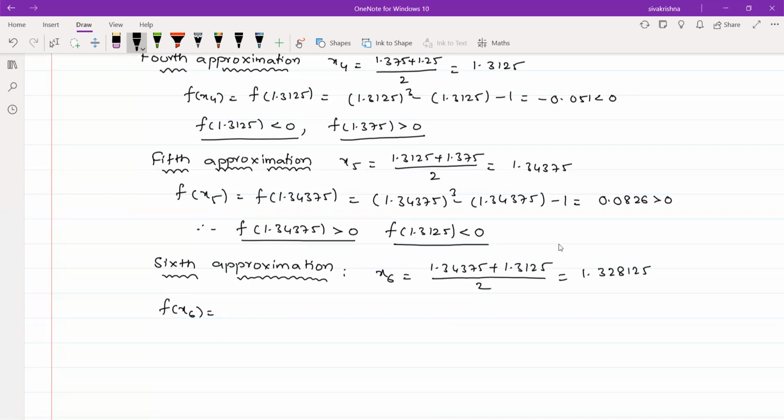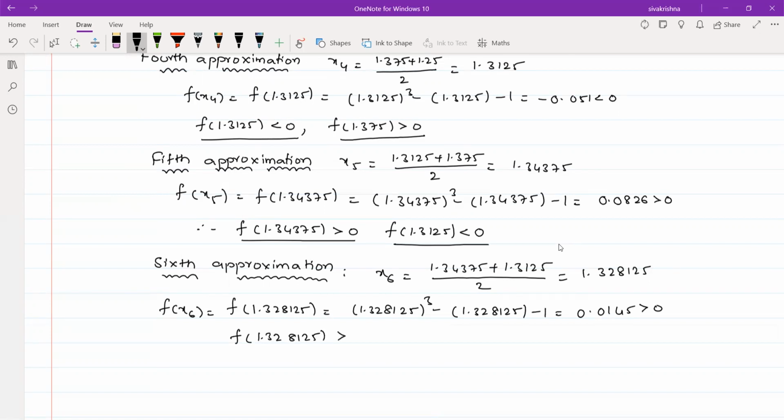Coming to f of x6, we have to substitute 1.328125 in the given equation, so that we get 1.328125 whole cube minus 1.328125 minus 1. On simplification, we get 0.0145, which is a positive value. It means f of 1.328125 is a positive value. Once again, if you want to find the next approximation, we require a negative value. So from the above step, we have to carry that negative value in order to calculate the next approximation.